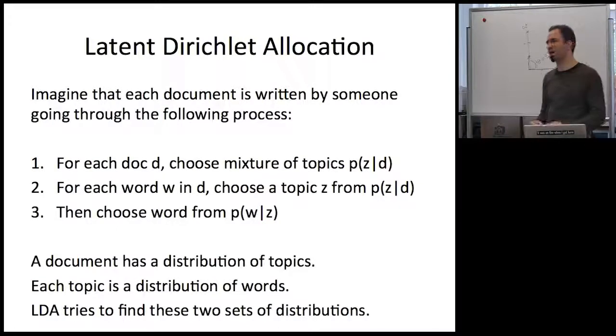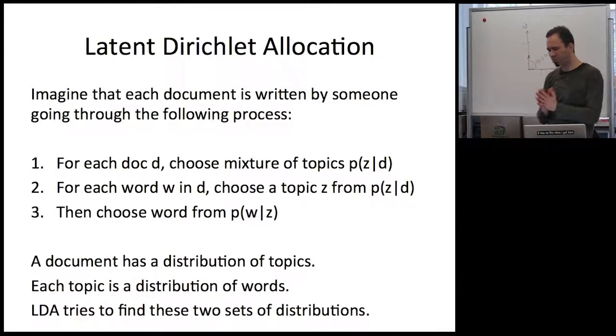Latent, because the idea is that there were topics that the author of the document had in mind when they wrote it, so they're hidden. And allocation, because what we're doing is we are assigning words to topics and topics to documents. Of course, this isn't actually how people write a document, but this is what you imagine.